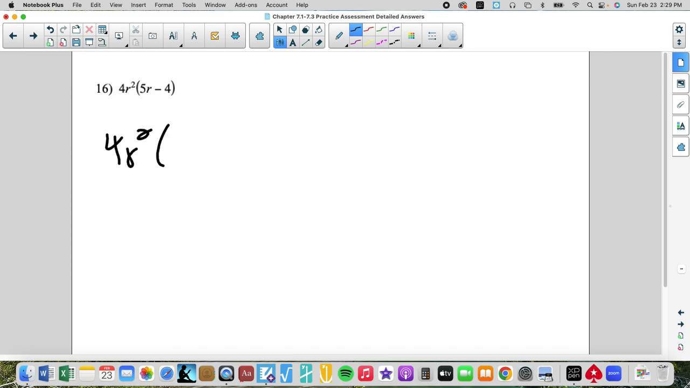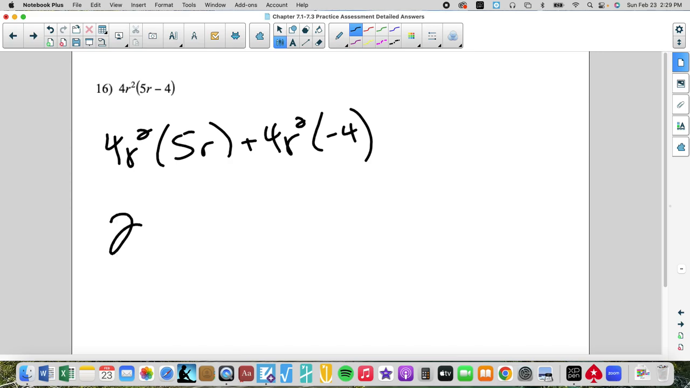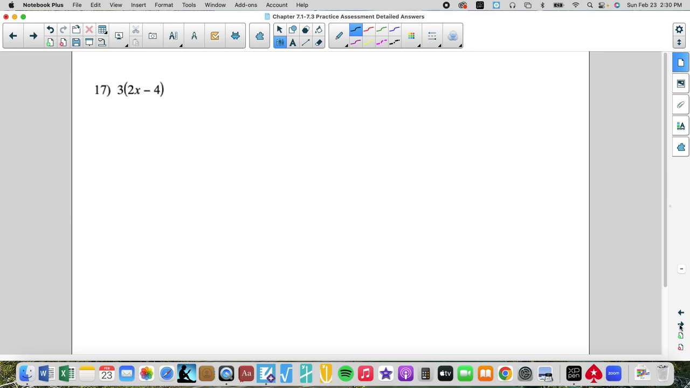4r squared times 5r plus 4r squared times negative 4. Coefficients, 4r squared times 5r. 4 times 5 is 20. R squared times r is r to the third. Know the difference between adding and multiplying terms. 4r squared times negative 4 is negative 16r squared. We can't combine those. That is my answer.